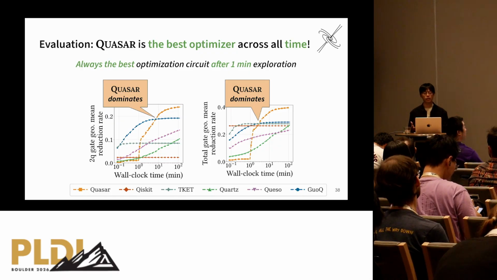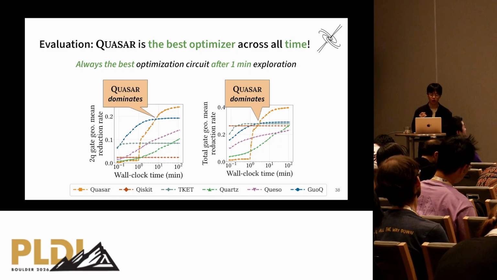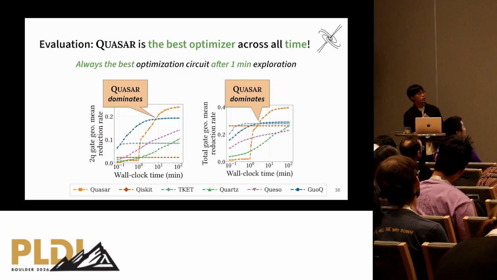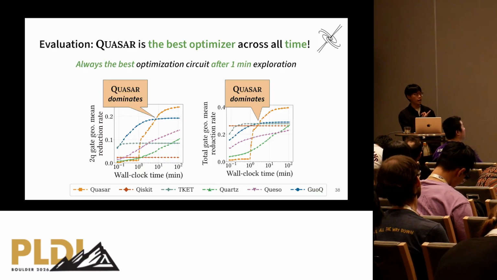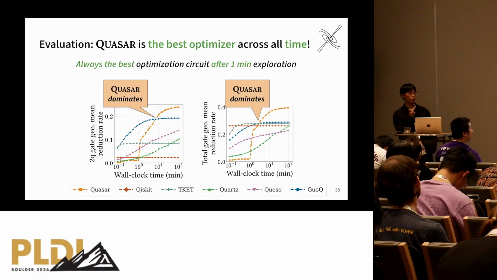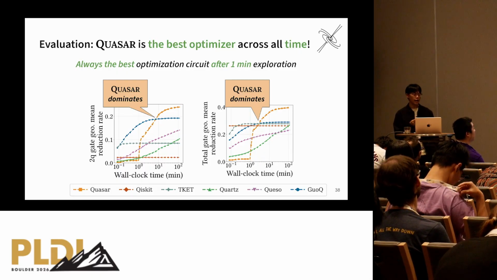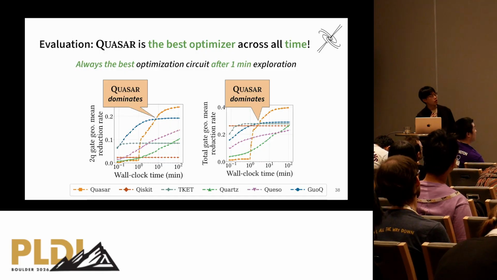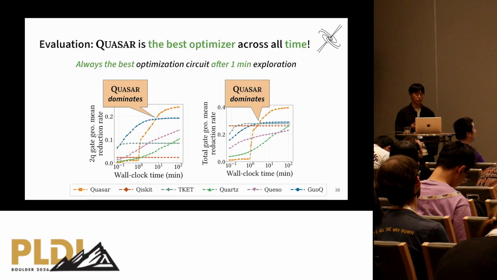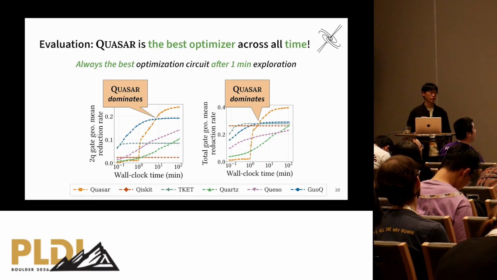Our evaluation shows that Quasar is the best optimizer across all the optimization times, which means that, as shown in the figure, with the x-axis being the optimization time, we allow each optimizer to run from 1 minute to over 2 hours. And the y-axis represents the gate reduction rate as a metric for evaluating the optimization quality.